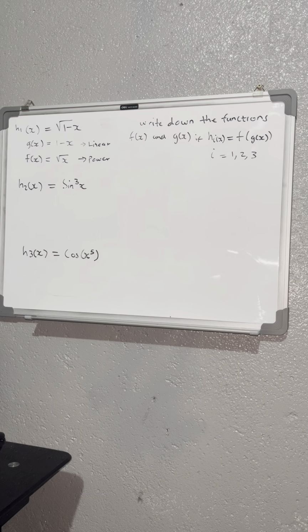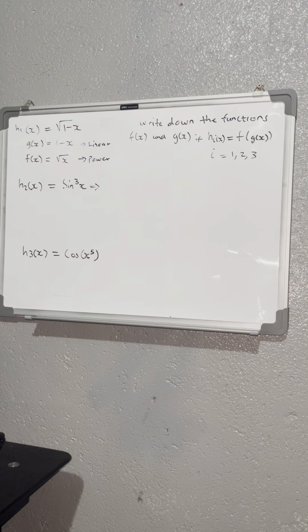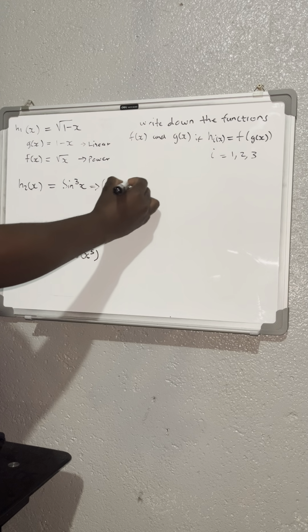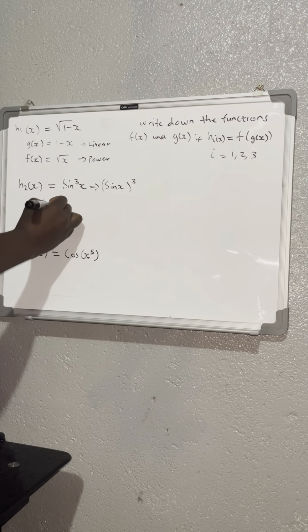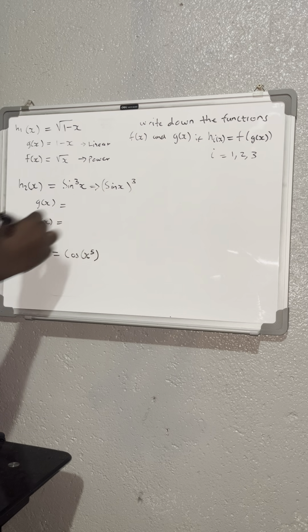So we go to h2, which says you have sine of x. Okay, this one can be simplified. I'm just going to simplify it for you, so that you can write it as sine of x all cubed. So now you have to find your g of x and your f of x.